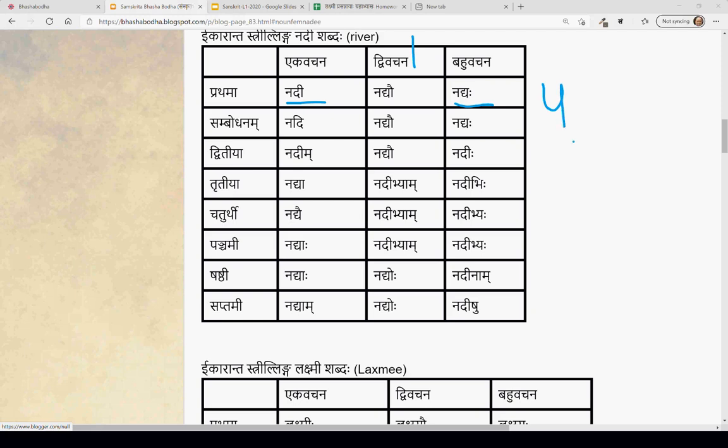Nadyav. Nadyav. And daughters, Putri: Putryav. Putryav. Two dancers, Nartaki, Nartakyav. So if possible, learn this table by heart: Nadi, Nadyau, Nadyaha. It's not difficult. Nadi, Nadyau, Nadyaha, Nadim, Nadyau, Nadihi. Like that, you can learn the whole thing by heart.